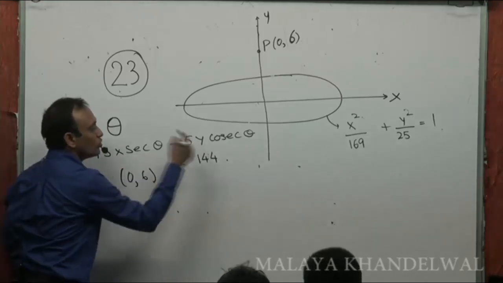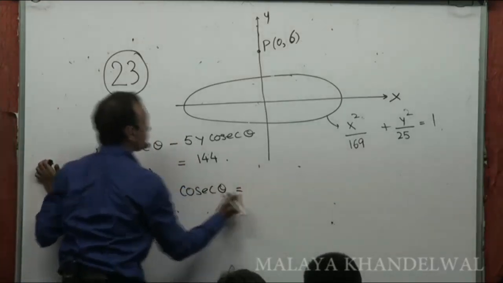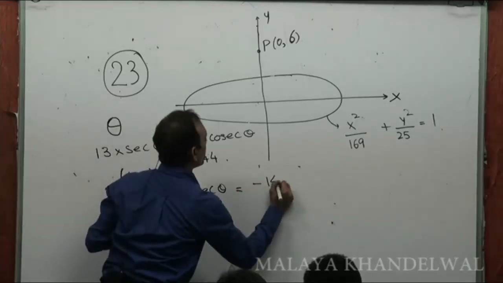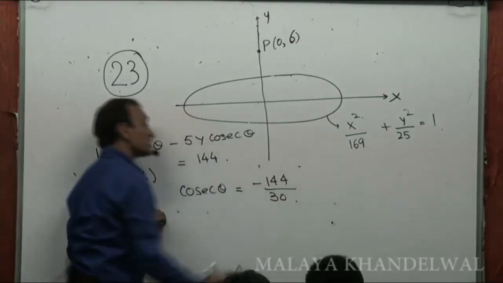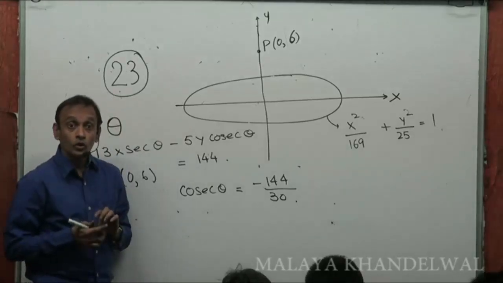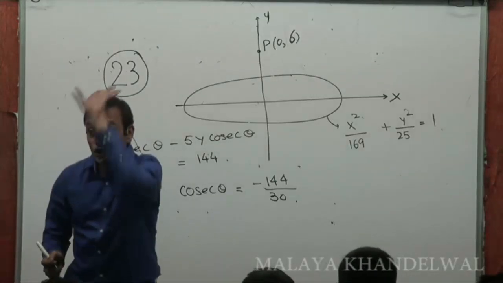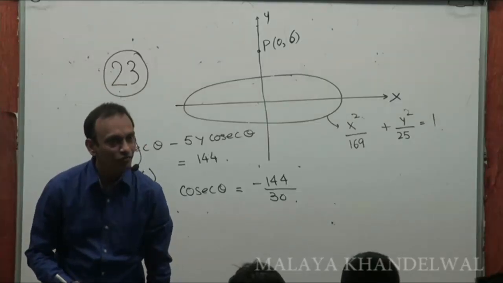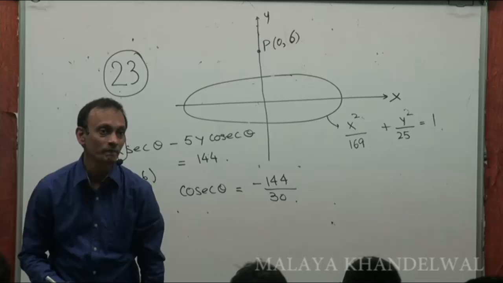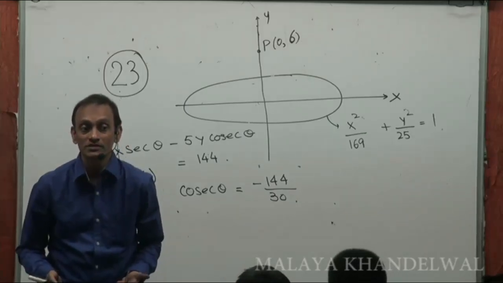So x equal to 0, y equal to 6 will give me cosec theta equal to minus 144 divided by 30, which is a negative number. That means theta would lie in the third and the fourth quadrant. Yes or no? Yes. So in all, how many normals? 3 normals.